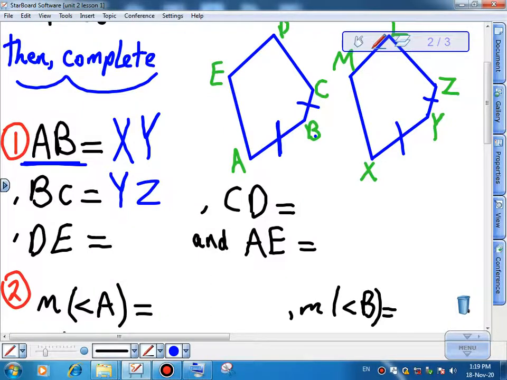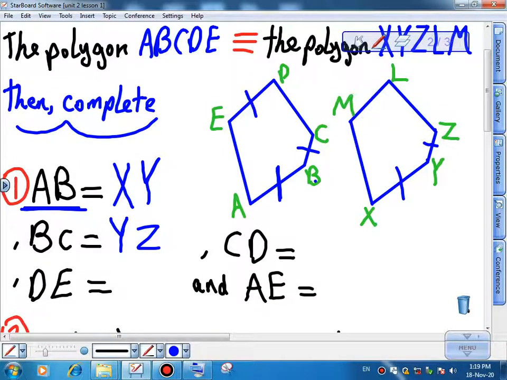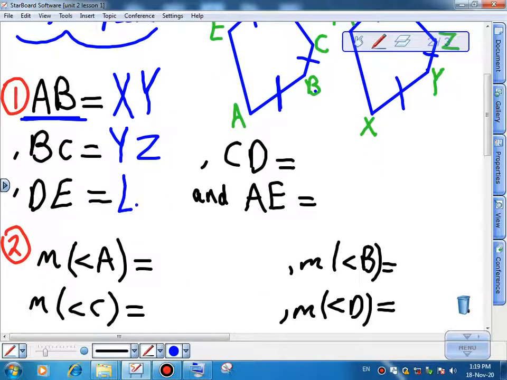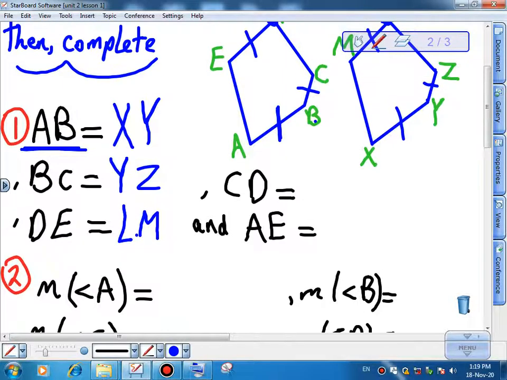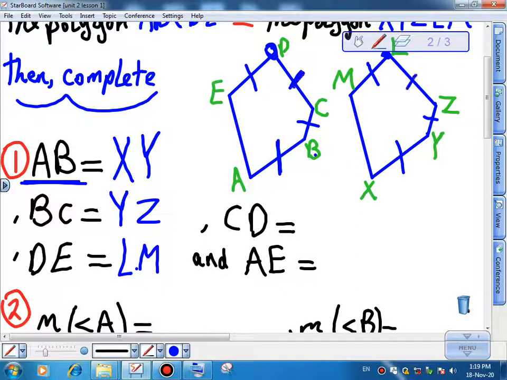DE, where is DE? DE here, is equal with ML or LM. DE, we start from D, so we need to start from L. Okay, DE is equal to LM. The next one, CD. CD is equal with ZL. We start from C, then we must start from Z. CD is equal with ZL. And the last one, AE is equal with XM. All corresponding sides are equal in length.